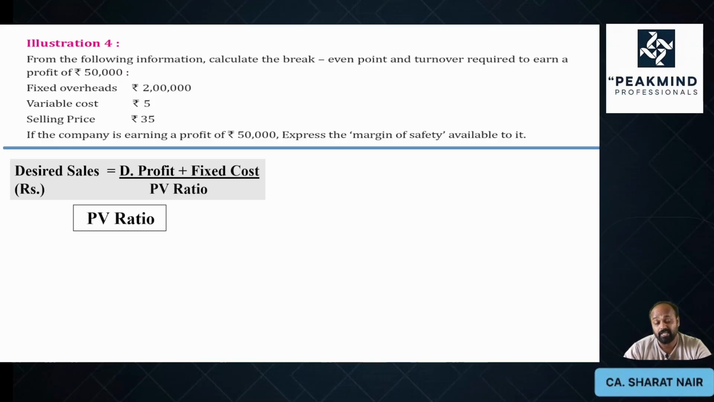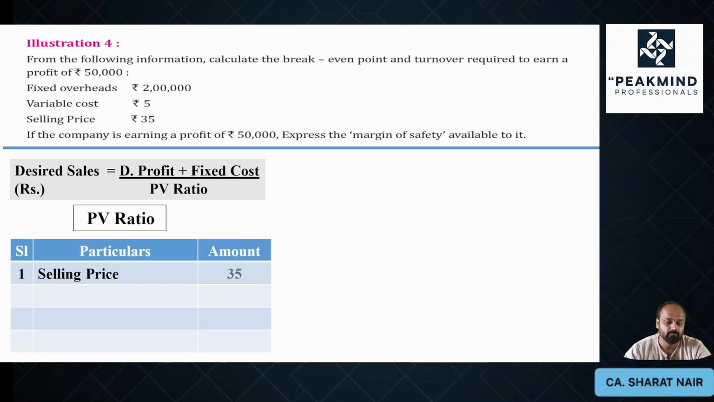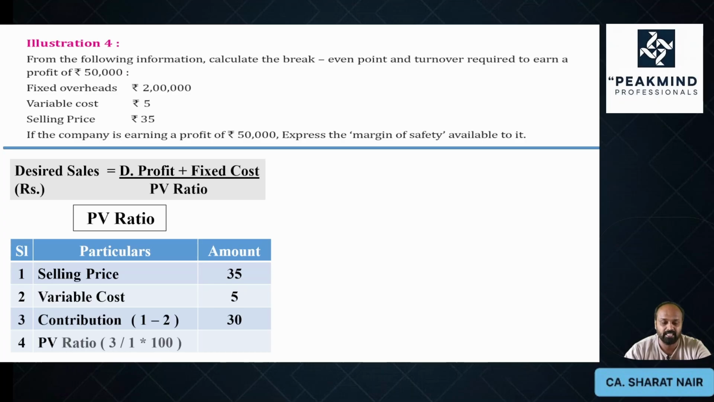So for that, I need to know the PV ratio first. Let's try to find out the PV ratio. What is the PV ratio formula? Contribution divided by sales into 100. Okay. So selling price is 35, variable cost is 5, my contribution will be 30. So PV ratio will be 30 divided by 35, it will come to 85.71%.